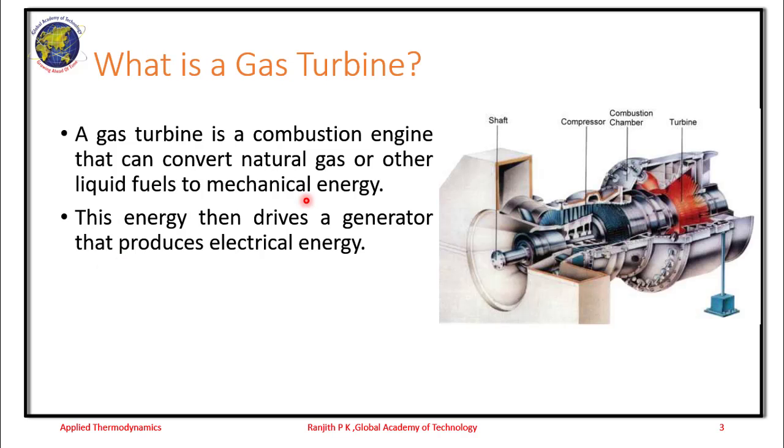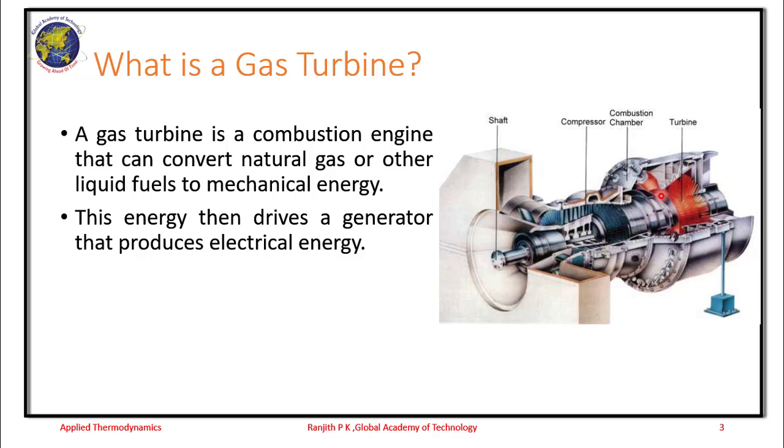A gas turbine is a combustion engine that converts natural gas or other liquid fuels into mechanical energy. This mechanical energy drives a generator that in turn produces electrical energy. So you have a turbine here for which the fuel is supplied. It could be any form of fuel. This fuel liberates heat. This heat energy is converted into mechanical energy, and this mechanical energy in turn is converted into electrical energy.